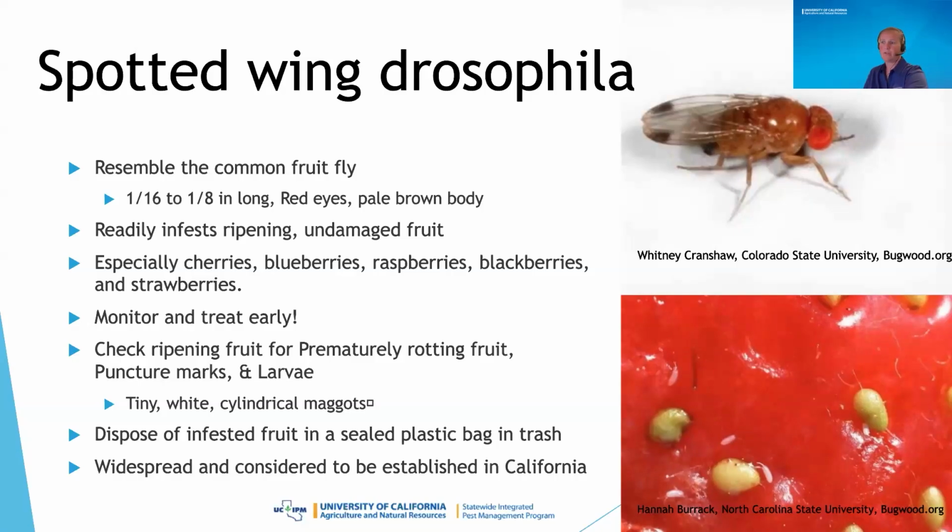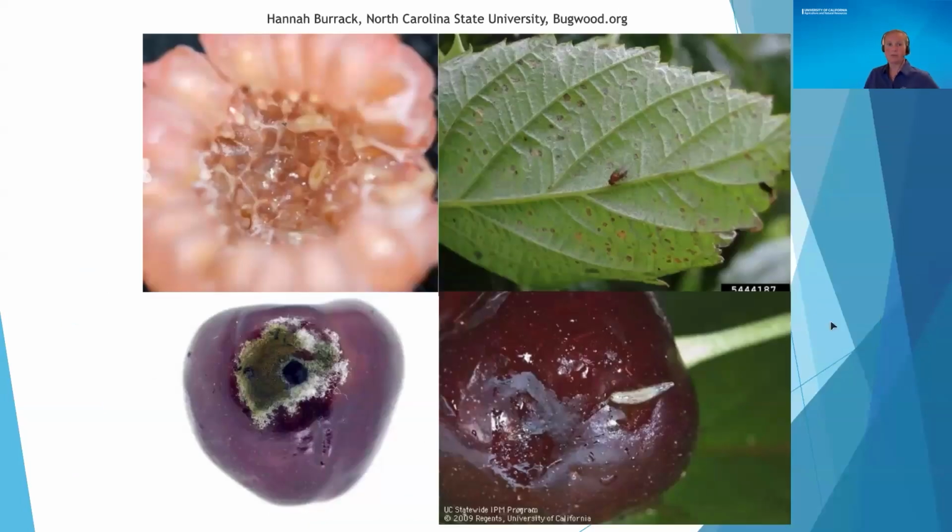You can check your ripening fruit for prematurely rotting fruit that you wouldn't normally see. You want to dispose of that fruit in sealed plastic bags and make sure to take care of that and not let it spread. Here's some examples, some little maggots inside of the raspberries here. There's a teeny little raspberry, some cherries that show some damage.